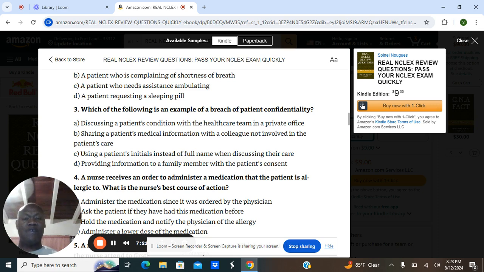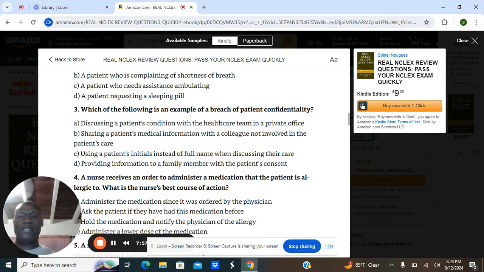This question has a very important key to understand. What is the important key? The breach of patient confidentiality. The breach means when you violate the rules, you violate the law. So the choice I am going to pick right here is the fact that the question says which of the following is an example of breach. I am going to select a choice that breaches the patient confidentiality.